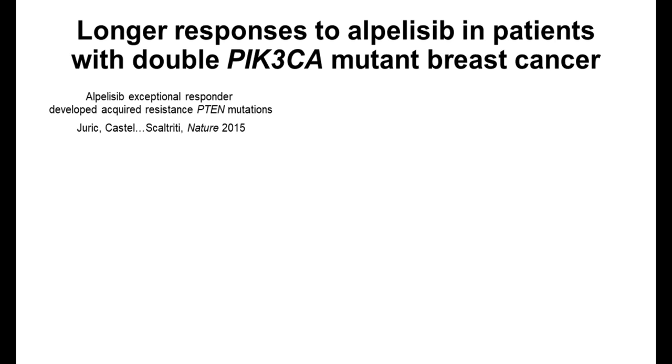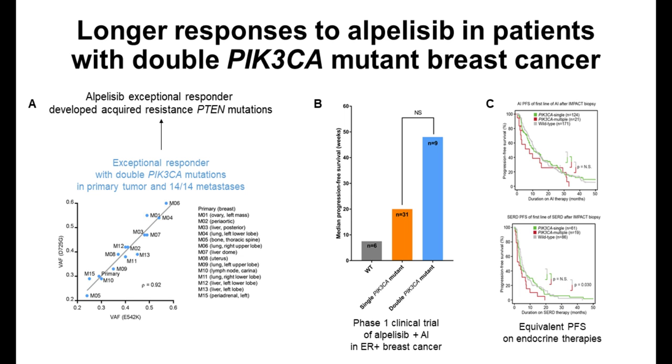Now, when I started, I was interested in why this patient may have had such an exceptional response in the first place. It turned out that this patient was a breast cancer patient who had double PIK3CA mutations in her primary tumor, as well as 14 out of 14 metastases. This graph shows the variant allele frequency, or the percentage of alleles that contain the indicated mutation. These variant allele frequencies, or VAFs, are graphed one mutation versus the second, and you can see about a 1-to-1 correlation in both the primary untreated tumor as well as all the metastases.